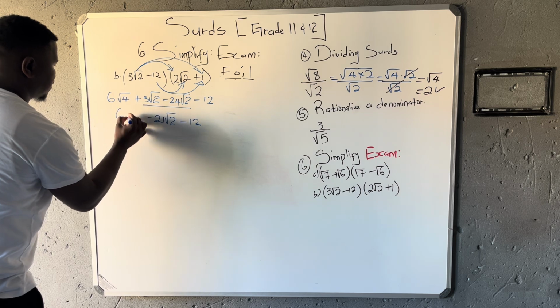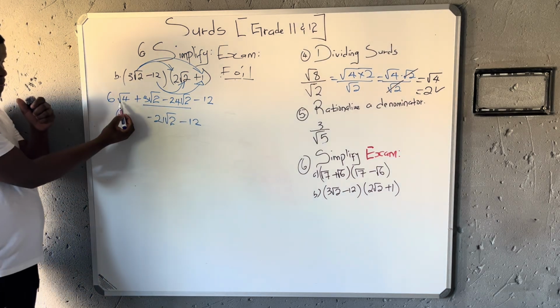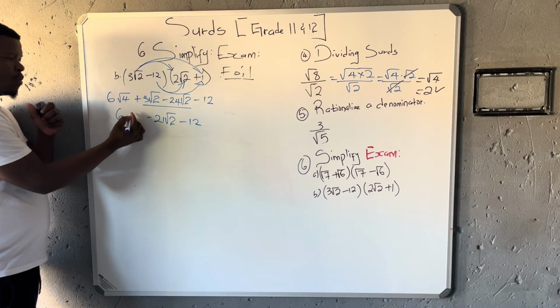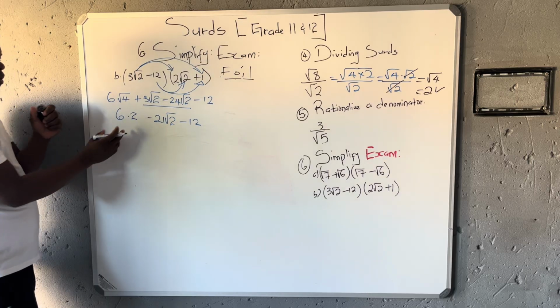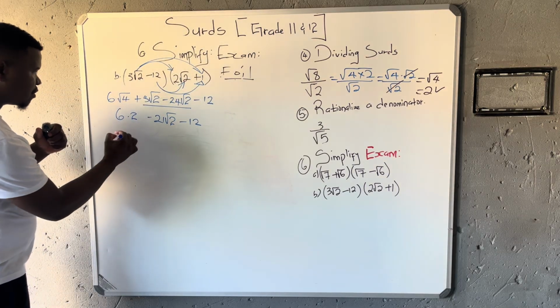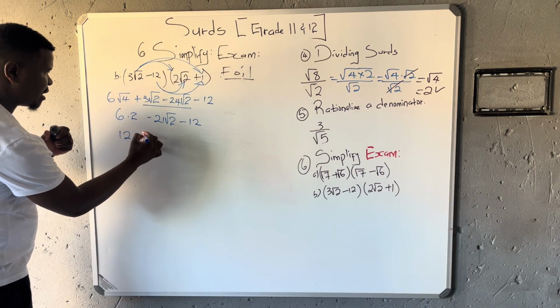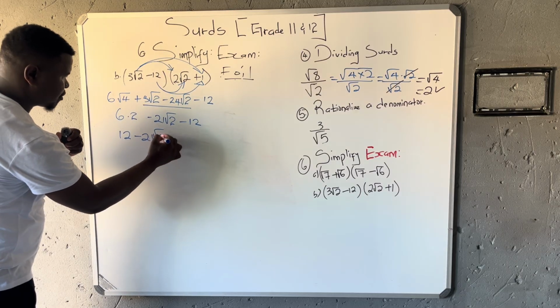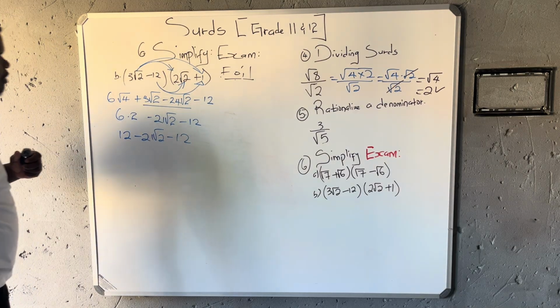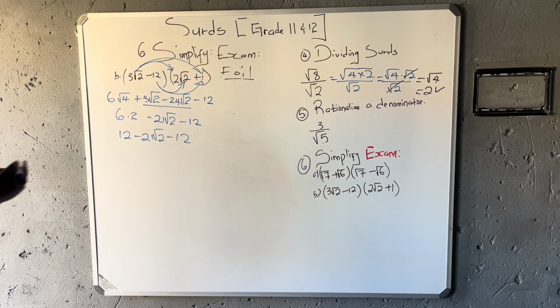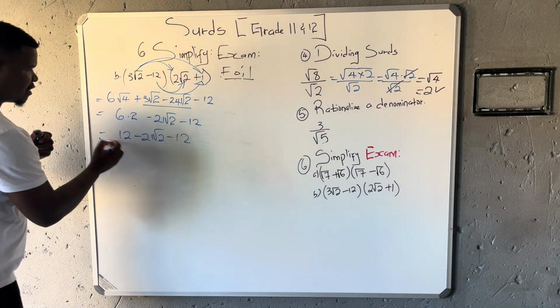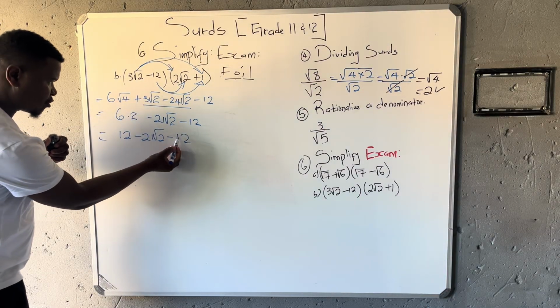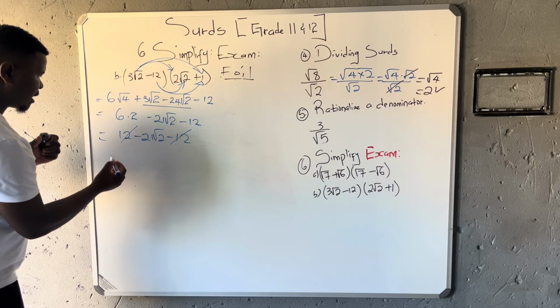And then I'm having this. Now, this time, that's when you say the square root of 4 is 2. So what is 6 times 2? That is 12 minus 21 square root of 2 minus 12. If no mistake, it means now what we're having is like 12 minus 12. It means they cancel.